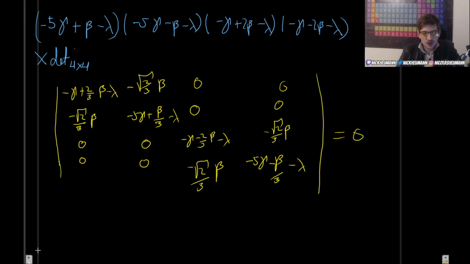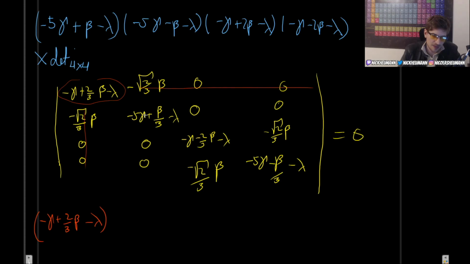All right. So how do we do that? Well, we have to take this first element, so minus gamma plus 2/3 beta minus lambda, and then we cover this, and we take the determinant of what is inside, which is going to be minus 5 gamma plus beta thirds minus lambda times the determinant of this 2x2 matrix, which is going to be the product of minus gamma.